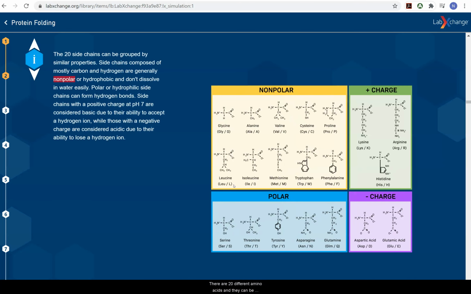So there are 20 different amino acids, and they can be grouped based on their properties. As we've already talked about, you can have nonpolar amino acids that are hydrophobic. We can have polar amino acids that are hydrophilic and mix well with water. And then we can have amino acids that either have a positive charge or a negative charge on their side chain. Negative charged ones are considered acidic because they can lose a hydrogen ion. The positive charged ones are considered basic because they can accept an additional hydrogen ion.